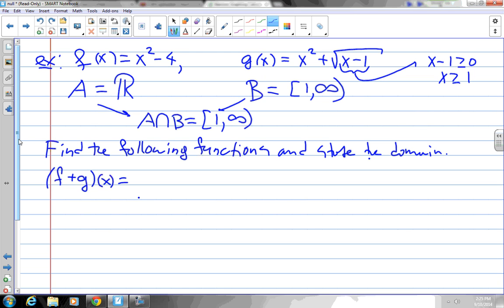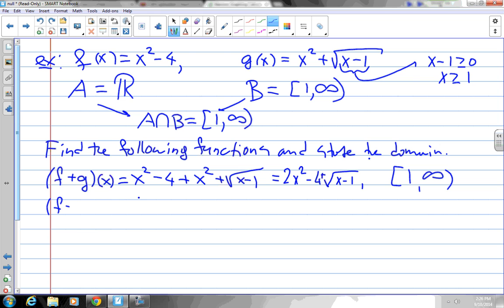But the f plus g function literally means take f, add it to g. So there's not much going on. It's just x squared minus 4 plus x squared plus the square root of x minus 1. You're just adding f and g. Combine like terms, so it's 2x squared. That's a plus in there. So what is the domain of this function? Yeah, we already found it. So the domain is 1 and up, including 1.